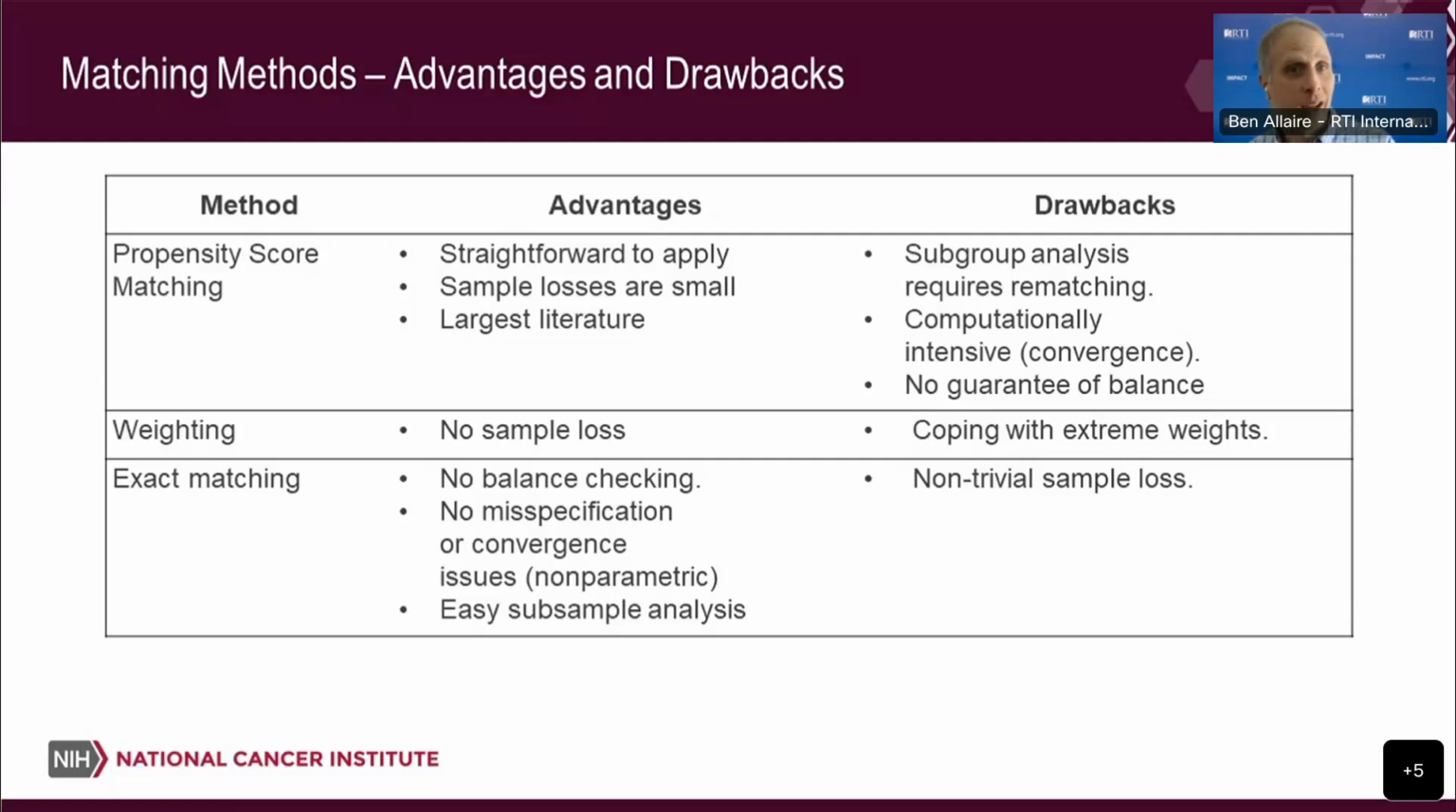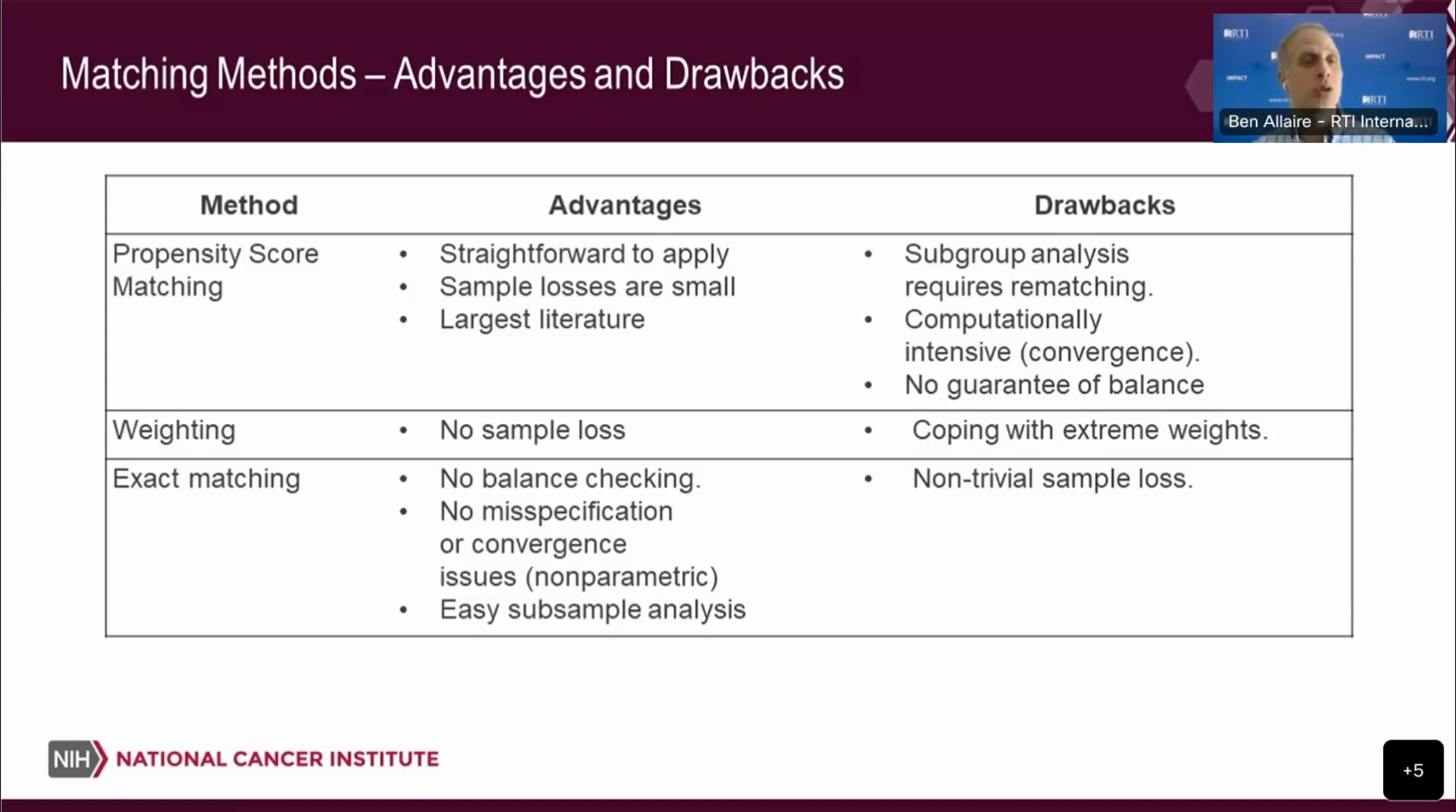Finally, in terms of exact matching, there's no balance checking, so that is an advantage. It is by construction; you will have achieved that balance. There is no misspecification or convergence issues, so it's non-parametric, which also makes it very easy. And because you have, by construction, made an exact match, you will be able to do subgroup analyses very easily, which is a great advantage.